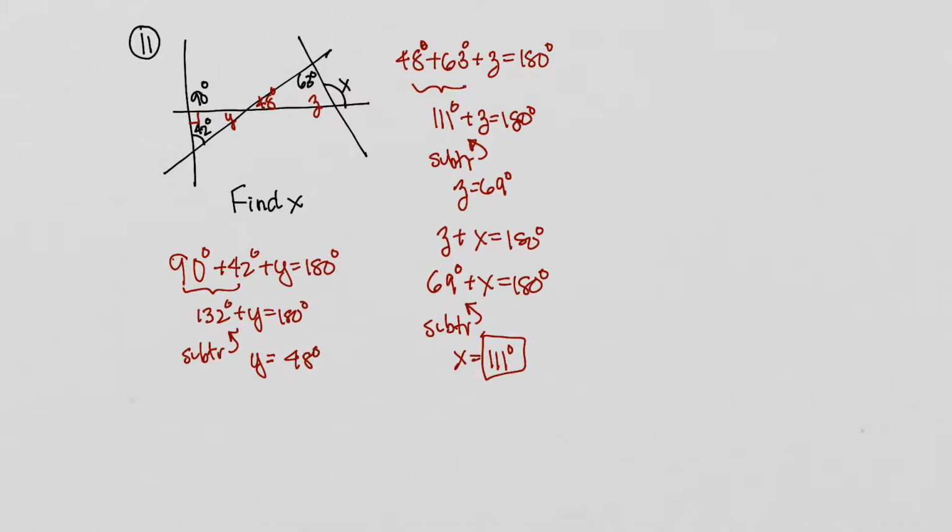So this one was quite an adventure, right? We wanted to get x, so to get x we had to get z, but to get z we had to get this one, and to get this one we had to get this one. And to get this one we had to know that this was 90 degrees and that the sum here was 180.